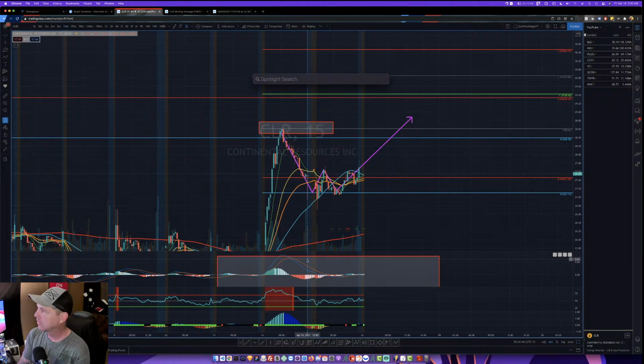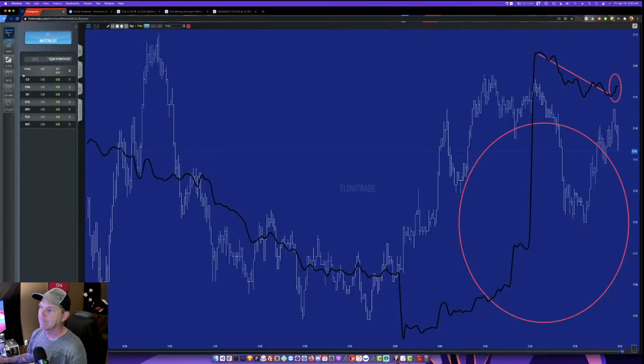So we're going to look at 29.50, 30.50. A break of, call it 27.50 for support. CLR: 27.50 support, 29.50, 30.50 price targets. All right, the next one we're going to look at is Carvana.